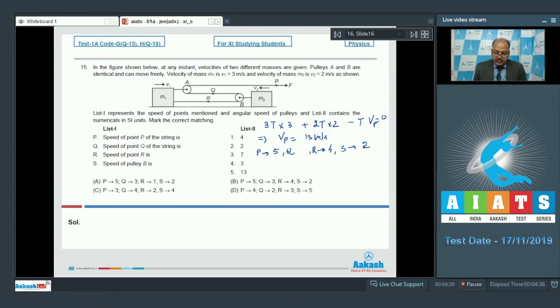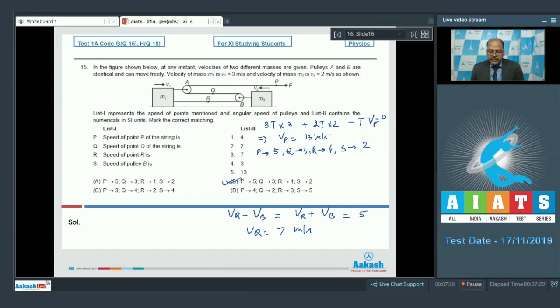Based on this we can of course get our answer, because P is 5, R is 4, S is 2, so only B can match. But let us still find the speed of point Q. We can see here that speed of Q with respect to pulley B will be equal to speed of R with respect to pulley B. That means VQ minus VB is equal to VR plus VB. VR plus VB is 5, and so VQ is equal to 7 meter per second, and that means Q matches with 3. So B is the correct answer for question 15.